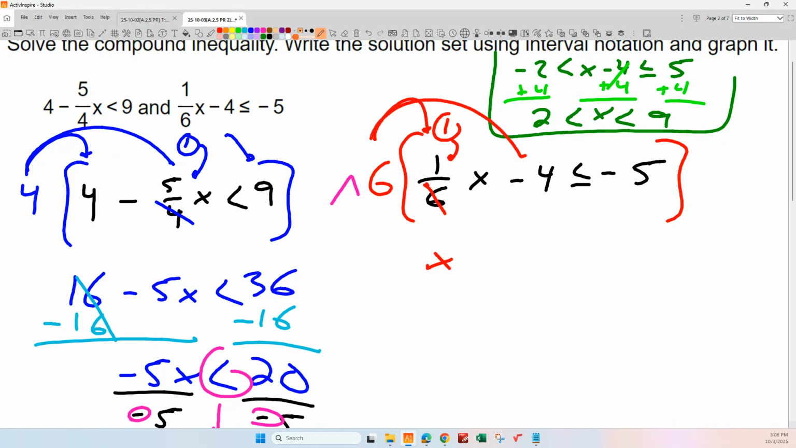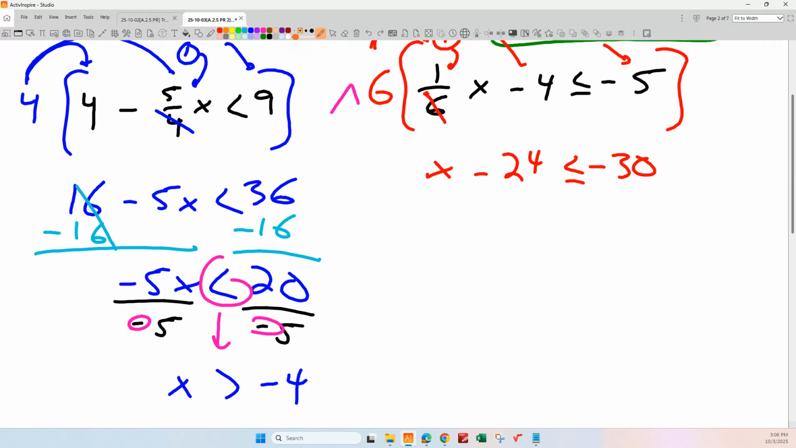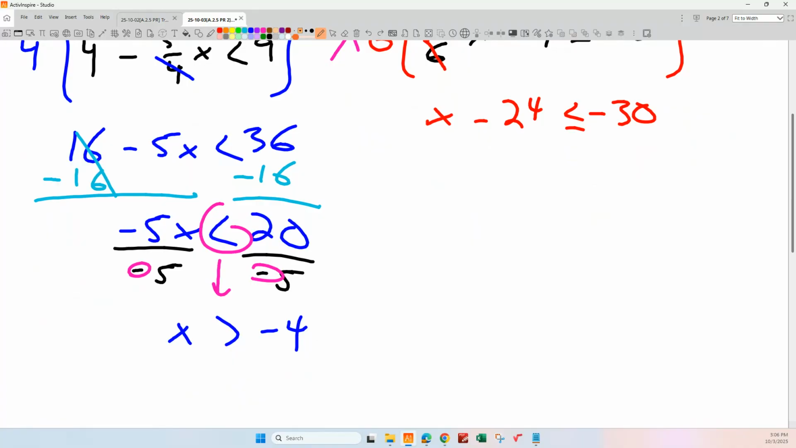How about here? Good. Minus 24 is less than or equal to negative 30. Okay, there's only one step here to get that x by itself. What is it? Add 24. Okay, give me thumbs. How we doing? Good? Okay, so then we get x is less than or equal to -6.